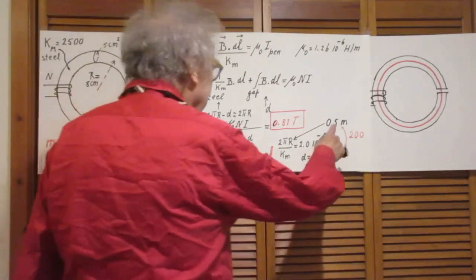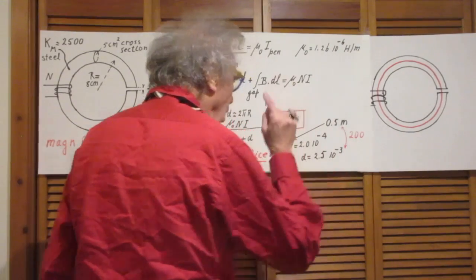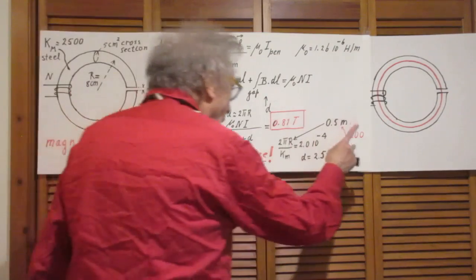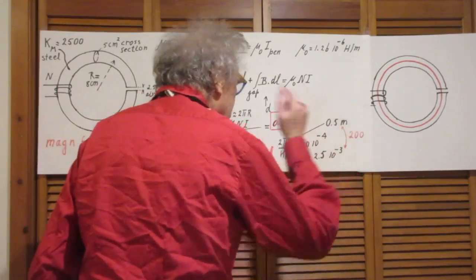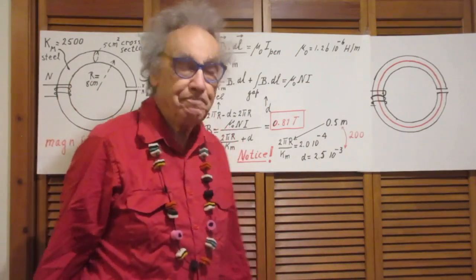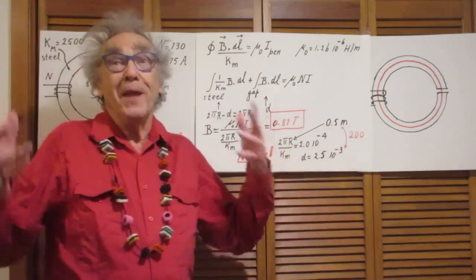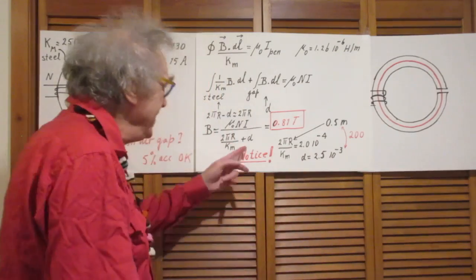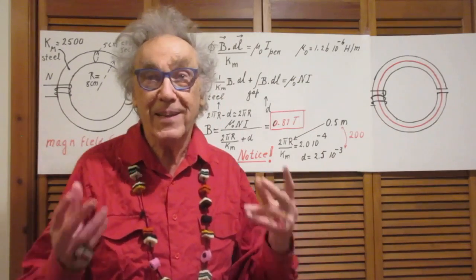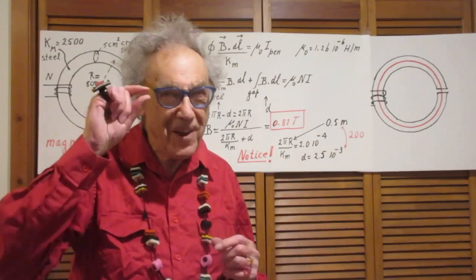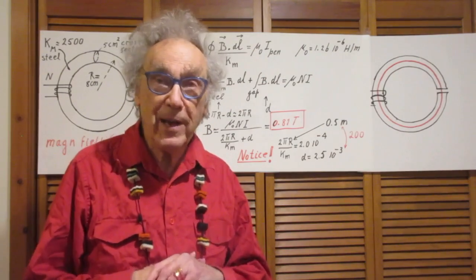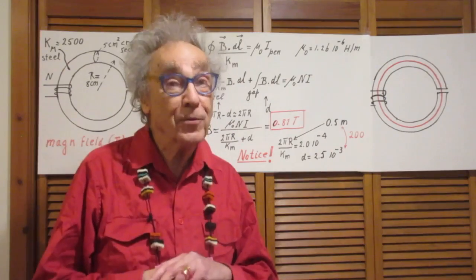So yes, the path through the steel is about 200 times larger than the path through the gap. But in this path, which is 200 times larger, κm is 2500. And so the winner is really d, if you want to call that the winner. And what I mean by that is that the effect of the air gap, very small, is huge. It lowers the magnetic field by roughly a factor of 10.